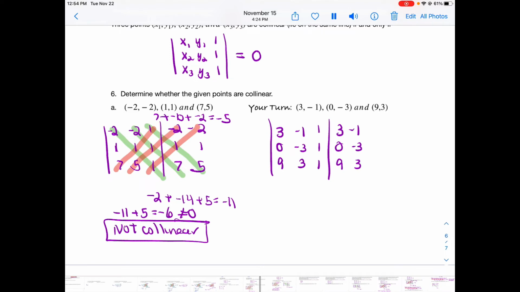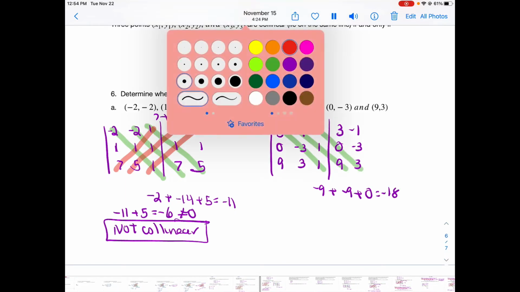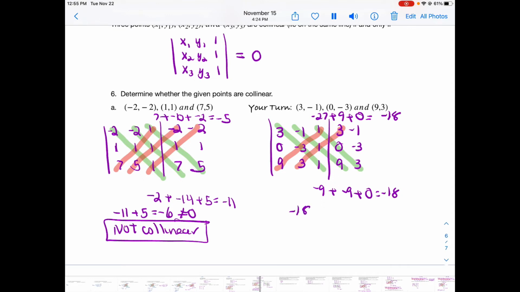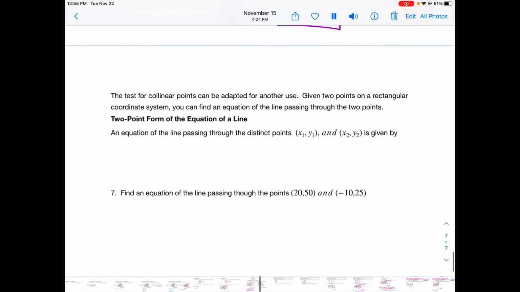Then we find the determinant of that 3x3 matrix by copying down our first 2 columns, finding the product of the diagonals down, and then the sum of the products of the diagonals up. Taking the sum of the products of the diagonals down minus the sum of the products of the diagonals up, I get 0. Since my determinant is equal to 0, these 3 points are collinear.